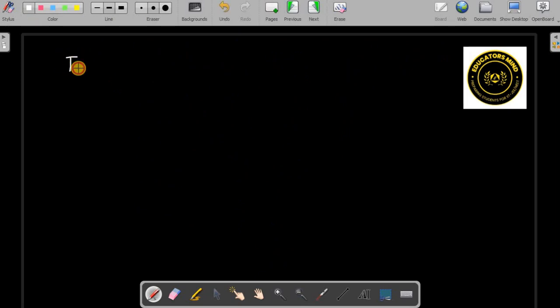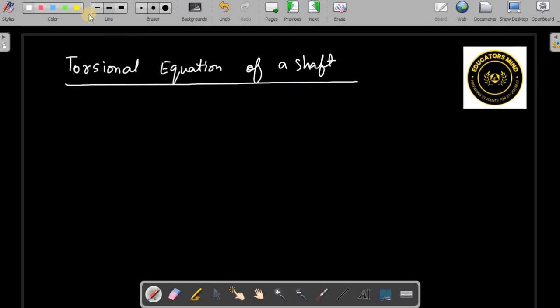Torsional equation of a shaft. What is a shaft? A shaft is nothing but a cylindrical element, which you can consider like this.